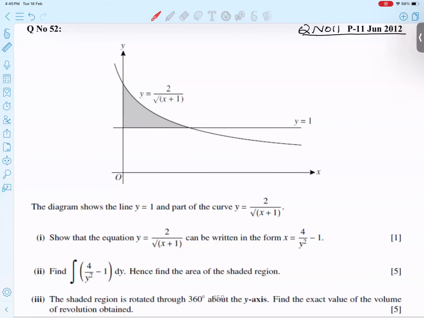Bismillah ar-Rahman ar-Rahim. This is a June 2012 variant 11 question, number 11. So concentrate on how we can do this kind of question. First of all, we have y as the subject. You can see the equation of the curve has y as the subject, but he said to convert it into x as the subject. So it is nothing hard to do for the first part.